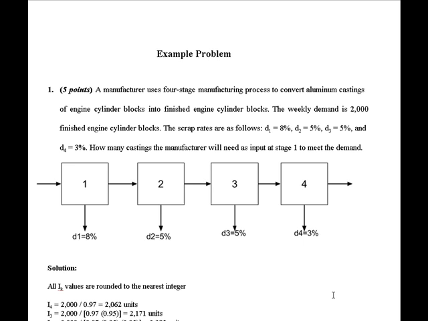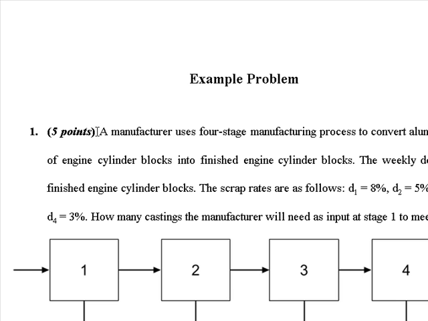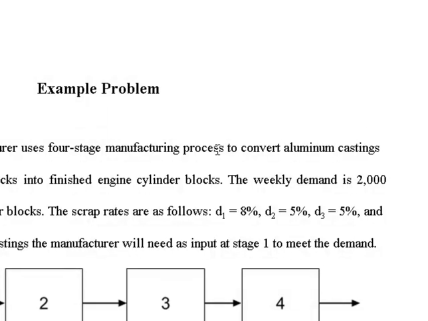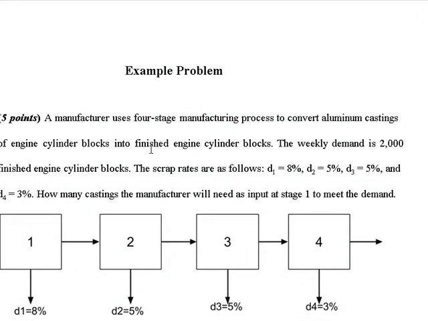Hi students, today I am going to explain an example problem. This problem is based on chapter 2. Let's first read the problem here. A manufacturer uses a 4-stage manufacturing process to convert aluminum castings of engine cylinder blocks into finished engine cylinder blocks.